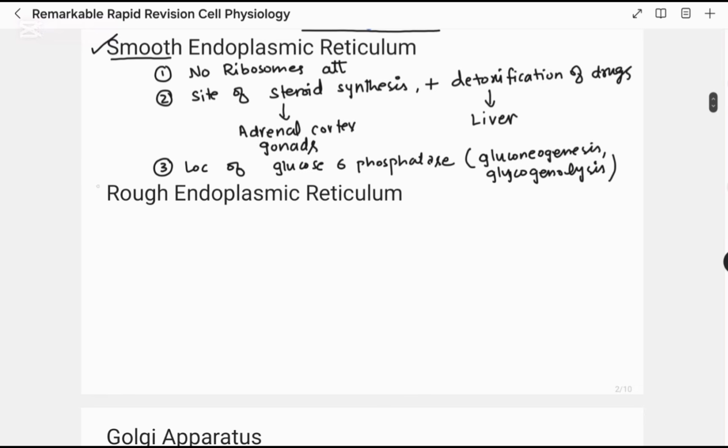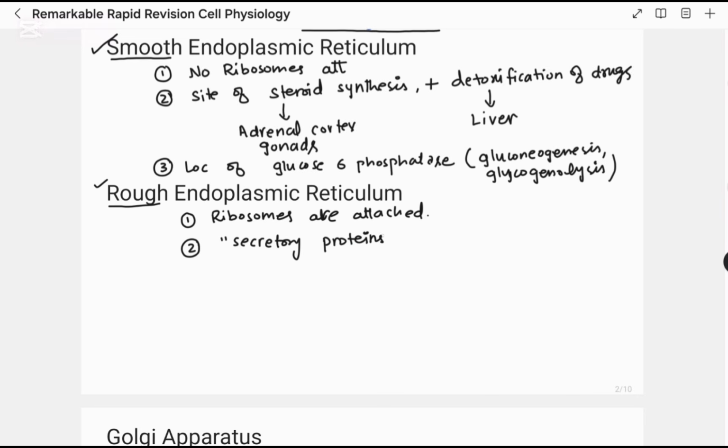So moving further to the rough endoplasmic reticulum. So by rough we know that ribosomes are attached. Apart from that, it is the site of secretory proteins. तो जहाँ पे because it has ribosome attached, इसका मतलब है प्रोटीन सिंथेसिस यहाँ पर हो रही है. बट यहाँ पे कौन सी प्रोटीन्स बन रही हैं जो कि सेल ने सिक्रीट करनी है आउटसाइड टू परफॉर्म द फंक्शन. सो ऑल द सिक्रीटरी प्रोटीन्स दे आर सिंथेसाइज्ड इन द रफ एंडोप्लाज्मिक रेटिकुलम.